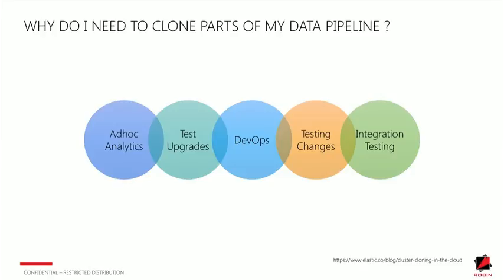And there are many use cases for which you would really want your pipeline to be cloned: ad hoc analytics, test upgrades, DevOps is another use case, and testing changes. We were working with an Elasticsearch customer who said, I want to reindex my field, our text field needs to be converted to a date field, and then it needs reindexing. I want to know how long the reindexing takes before I put that change into production.